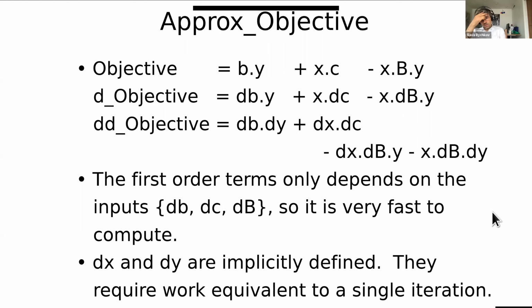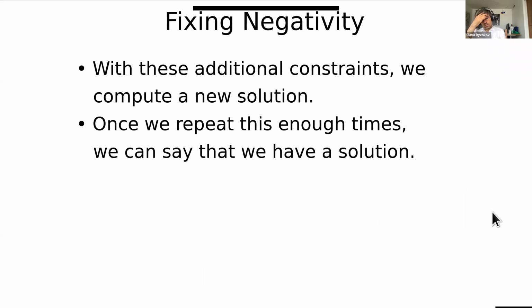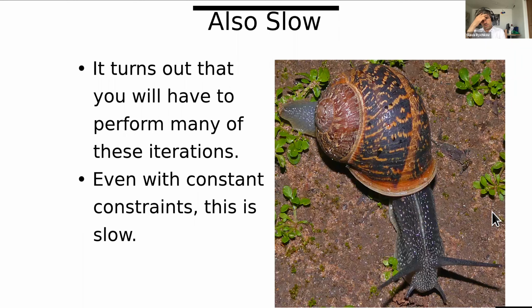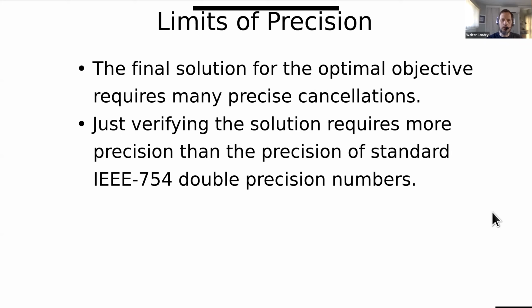So I was wondering, something that you said. You said that even to verify that you have a solution, you need a certain amount of precision. Can we discuss that? The problem is that, let's say you have a solution for little y, right? And to compute the objective, you multiply b times y. You're going to get a lot of cancellations in that sum.